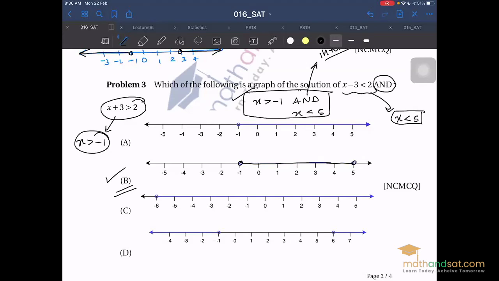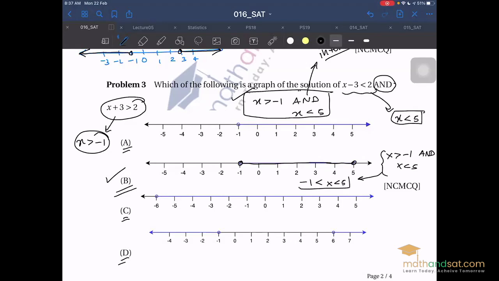Is that fine? Can you also tell me the algebraic representation of the other three cases: option A, option C, option D? You see that this case is represented as x greater than -1 and x less than 5. You understand this, right? Or you can write it as a single expression, which is -1 less than x less than 5.